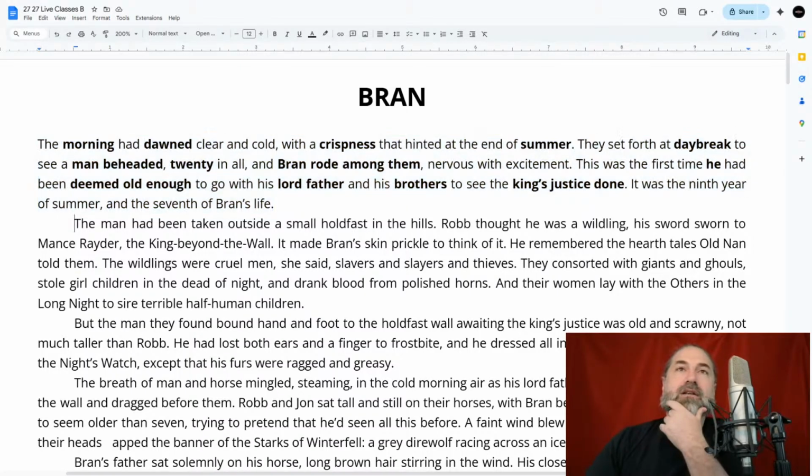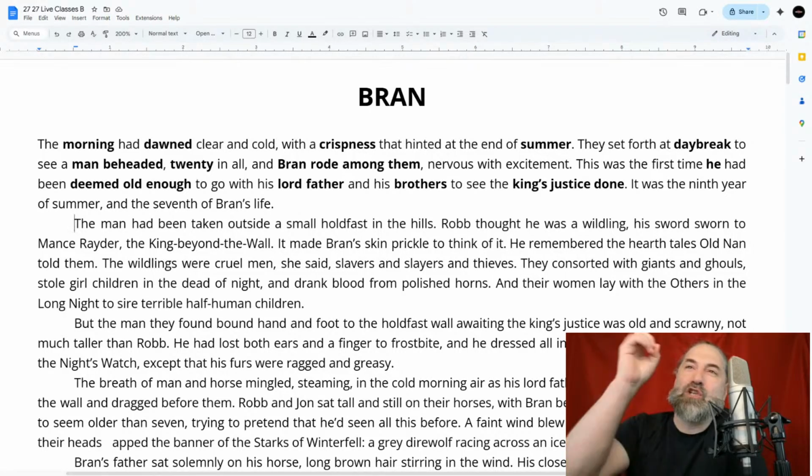So let's keep going. The man had been taken outside a small holdfast in the hills. Rob thought he was a wildling, sworn to Mance Rayder, the King Beyond the Wall. It made Bran's skin prickle to think of it. He remembered the hearth tales Old Nan told them. The wildlings were cruel men, she said, slavers and slayers and thieves. They consorted with giants and ghouls, stole girl children in the dead of night, and drank blood from polished horns. And their women lay with the Others in the long night to sire terrible half-human children.